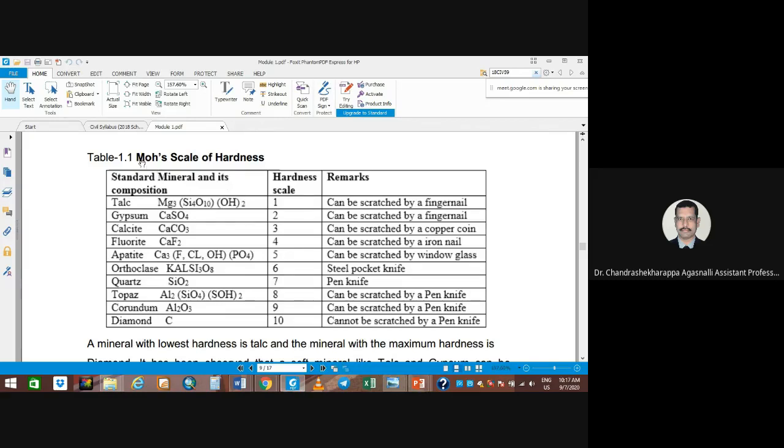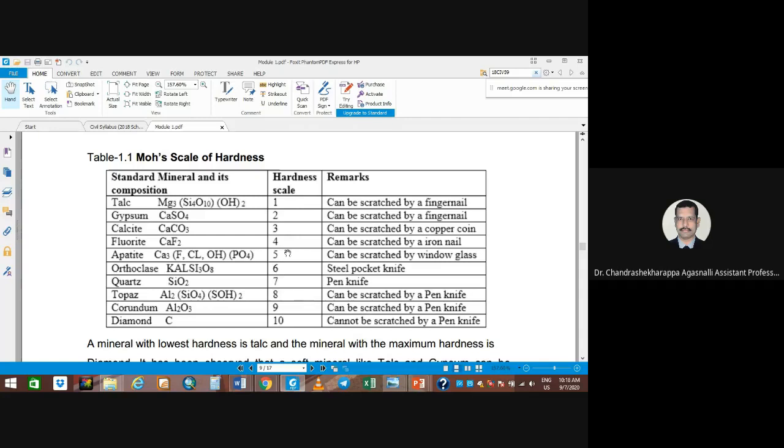This is the worldwide accepted Mohs scale of hardness. One is the softest mineral, and 10 is the toughest mineral in the world, which is called diamond. In between are all these others. In the world, more than 2,000 minerals are identified, and all those minerals come within this category of the top 10.